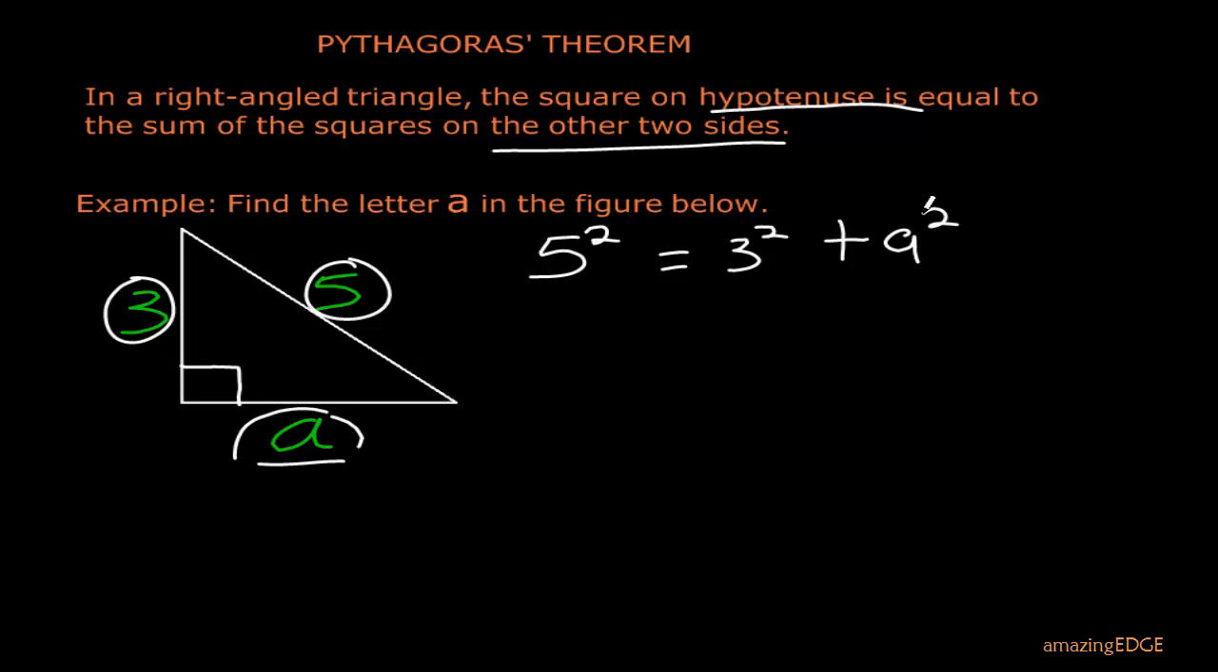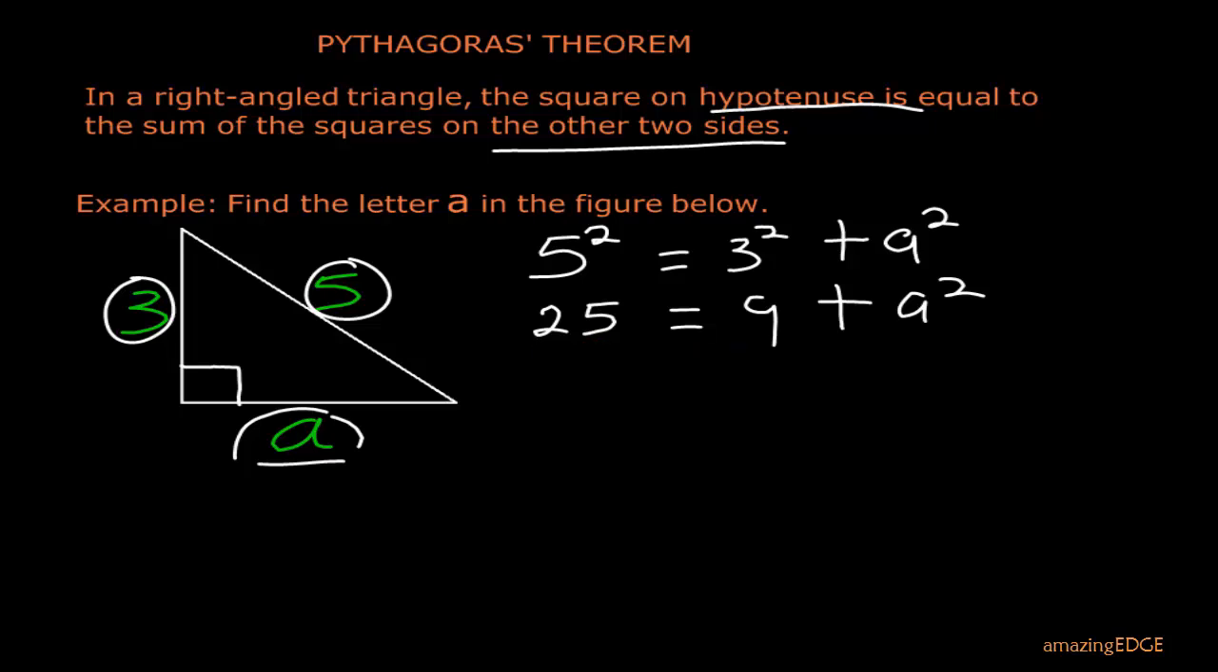Okay, so 5 squared gives us 25, and 3 squared gives us 9. So we still have our A squared. It is A that we are looking for, so the only thing we have to do is make A the subject of the formula. The next thing to do is to collect like terms. So we can bring this 25 and 9 together, on the left hand side, no problem.